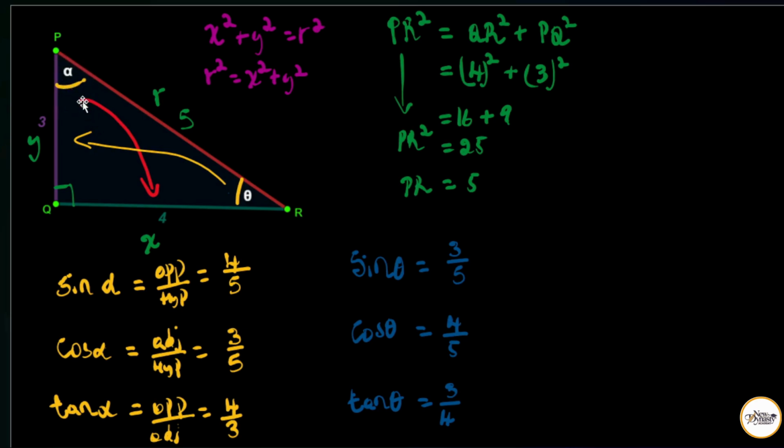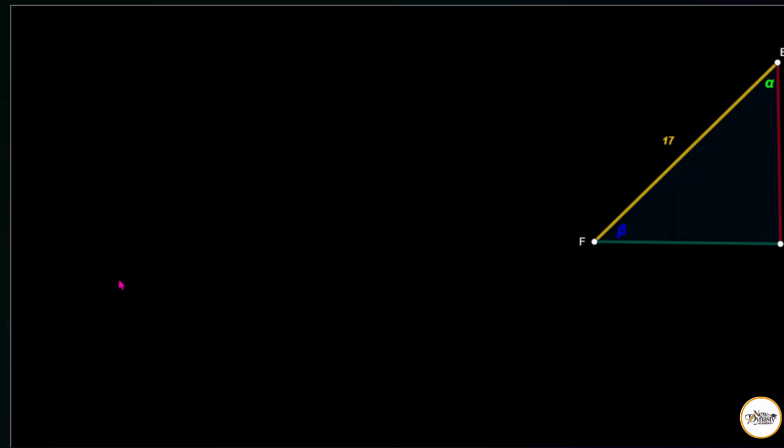So you can see that with respect to alpha, our opposite side is QR and our adjacent side is PQ. But with respect to theta, our opposite side is PQ and our adjacent side is QR. And that's how you do that. And don't forget that if you are given two sides, you can always calculate the third side by using the Pythagoras theorem. Now, moving to the next one.